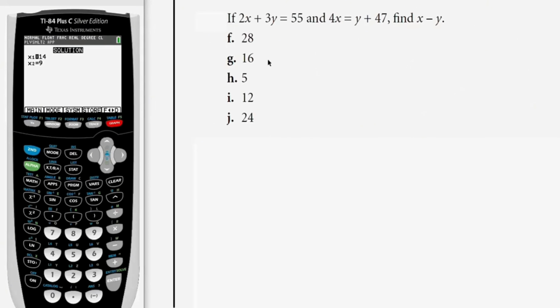So the correct option is option H, 5. That's the answer to this question. This is basically how you can deal with this kind of problem easily and fast using the TI-84 Plus scientific calculator. Hope there's something interesting from this video. Let's go to the video, guys.